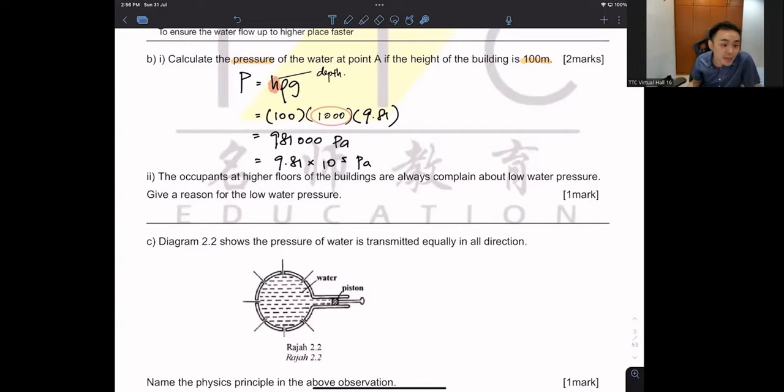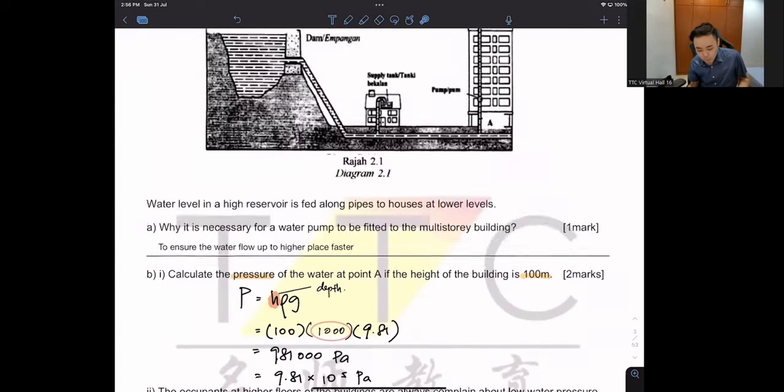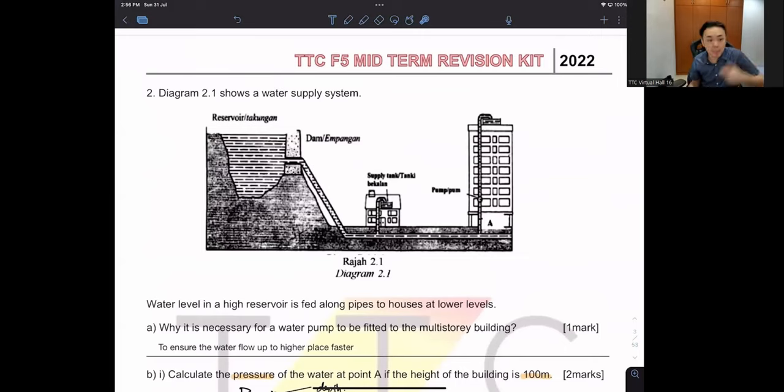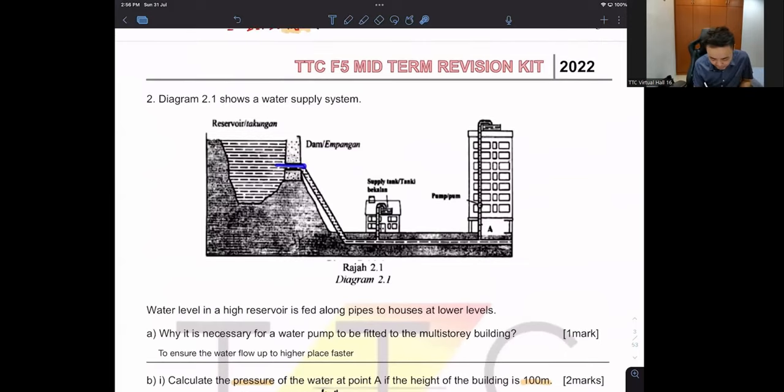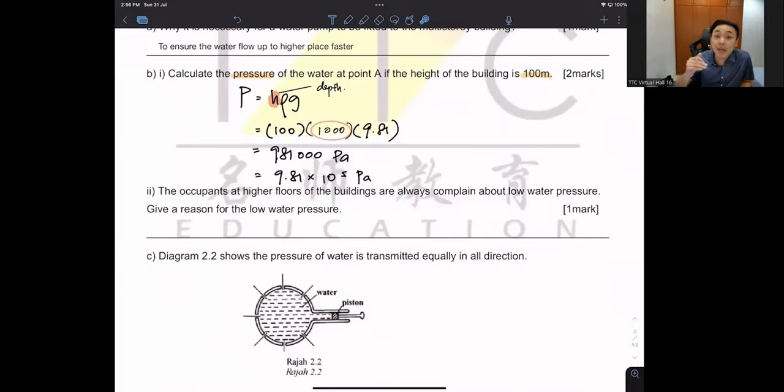Occupants at higher floors of the building always complain about low pressure. State the reason for the low water pressure. And why? Higher floor, what's wrong? I mean, I told you already, right? The problem is what? Your water comes out from here. So actually, you measure from, you do it this way. You draw one line over, you will see the problem. Now, pressure, it's always like that. You want the bigger difference, the better.